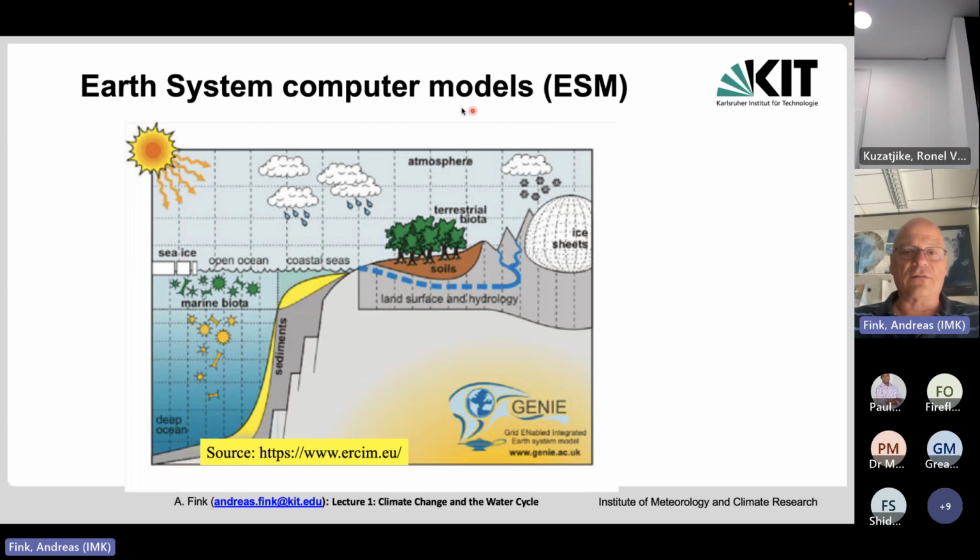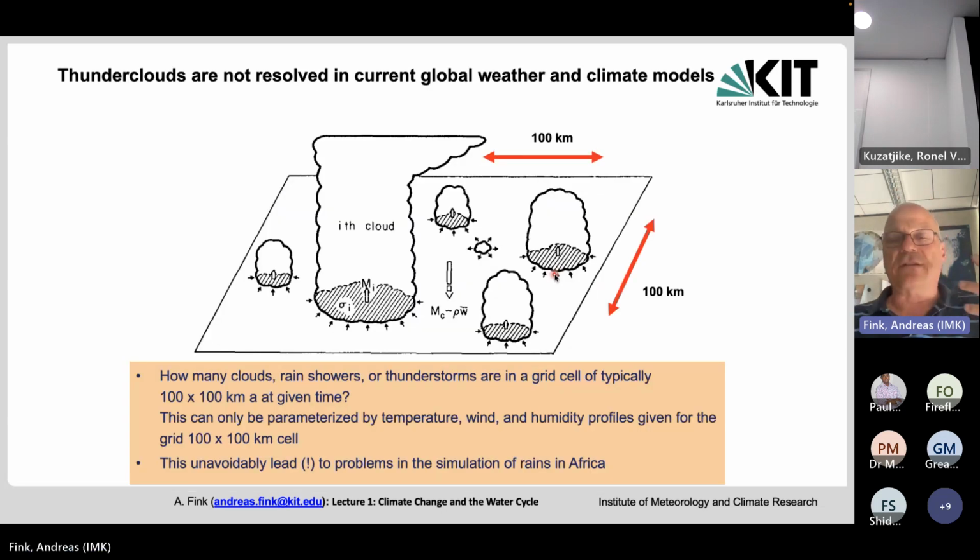The Earth system models really include the atmosphere, the terrestrial biota, the land surface hydrology, the ocean. Sometimes, not all of them, include ice sheets. So we have really the atmosphere, the hydrosphere, the cryosphere covered in these models. However, because it's computationally so demanding, they have a resolution of 100 by 100 kilometers per grid cell.